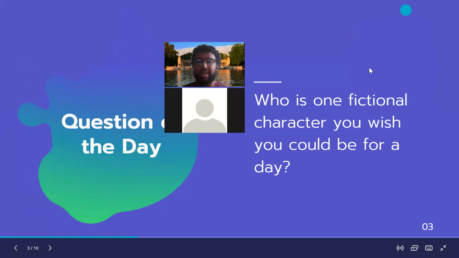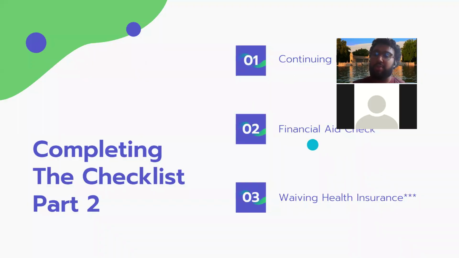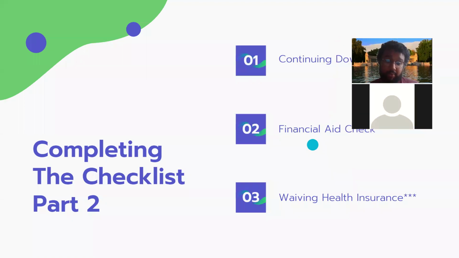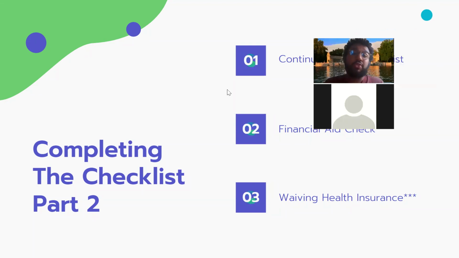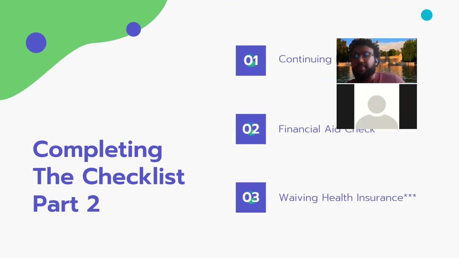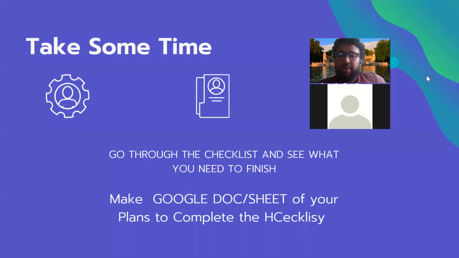So today, again, we're going to continue to complete the checklist part two. We're going to continue down the list, financial aid check, and then I'm going to be talking mainly about this last piece right here, waiving health insurance. This is a big thing that a lot of students don't realize when they attend college. Most schools will give you health insurance, but you need to say no to it or waive it if you have a health insurance plan from your parents. If you need a health insurance plan and want to get one from the school, you can do that. But we're going to talk a little bit about that.